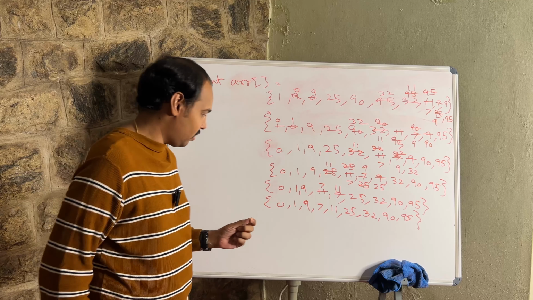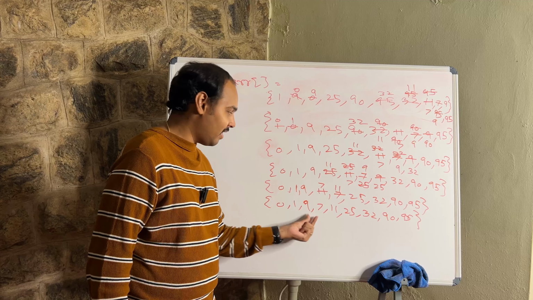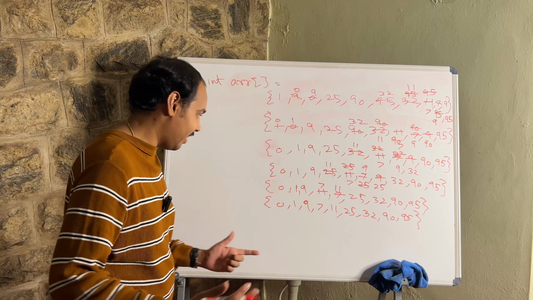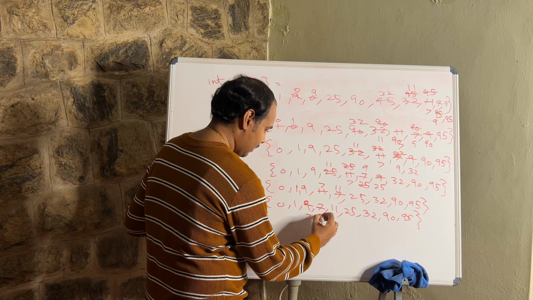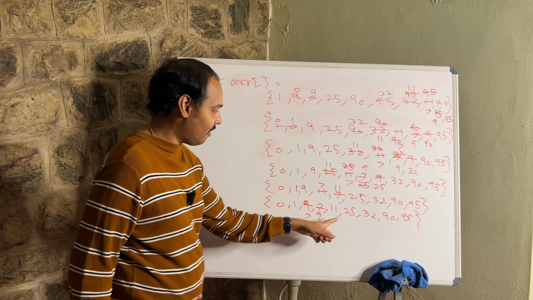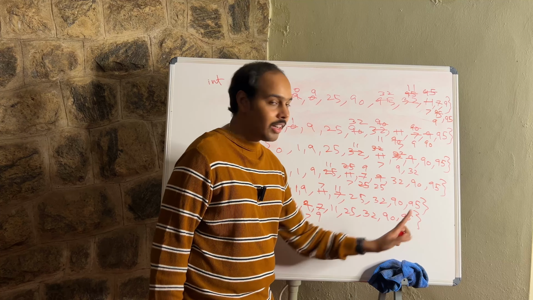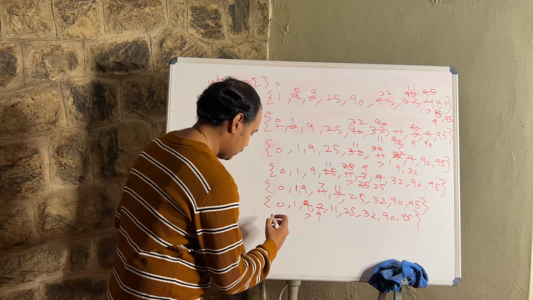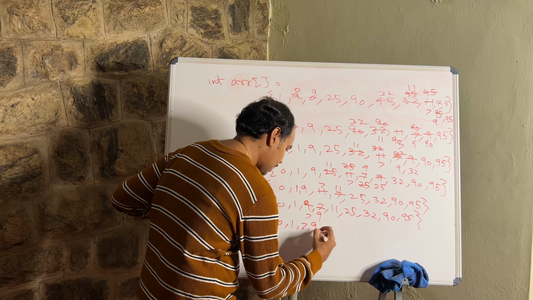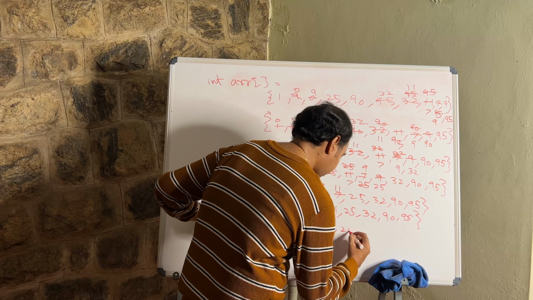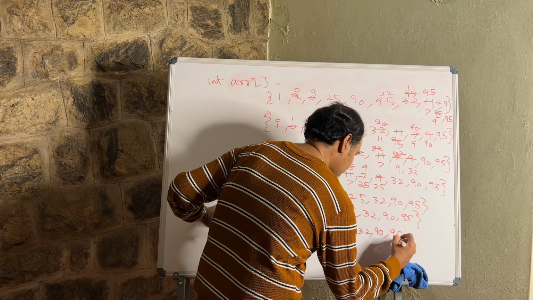One more iteration to check whether it works. 0 is less than 1, 1 is less than 9, 9 is not less than 7 again. So 7, 9. 9 is less than 11, 11 is less than 25, 25 is less than 32, 32 is less than 90, 90 is less than 95. Now the result of this iteration is 0, 1, 7, 9, 11, 25, 32, 90, and 95.